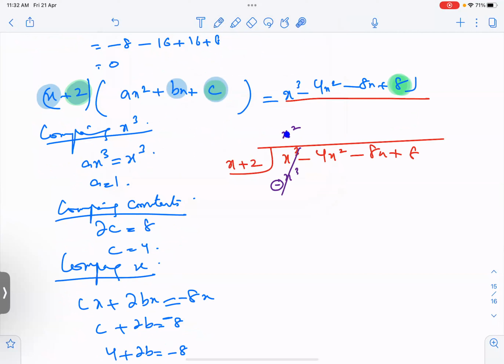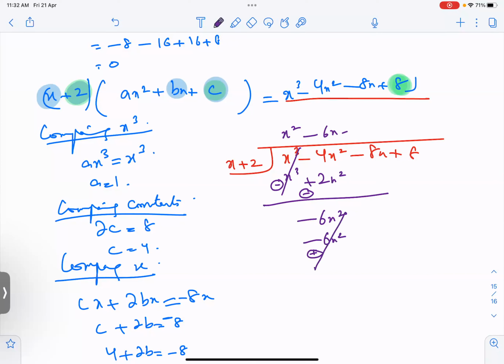Now you have to multiply 2 by x square and write it here. 2 by x square is going to be 2x square. Change the sign. Now when you subtract, add the 2, you get -6x square. Now you have to see x goes how many times into -6x square. So x goes -6x times into -6x square. Change the sign and cancel it. Now you multiply 2 by -6x. I'm going to copy this -8x here firstly. Now 2 by -6x is -12x. Change the sign and it will become 12 minus 8 is 4x.